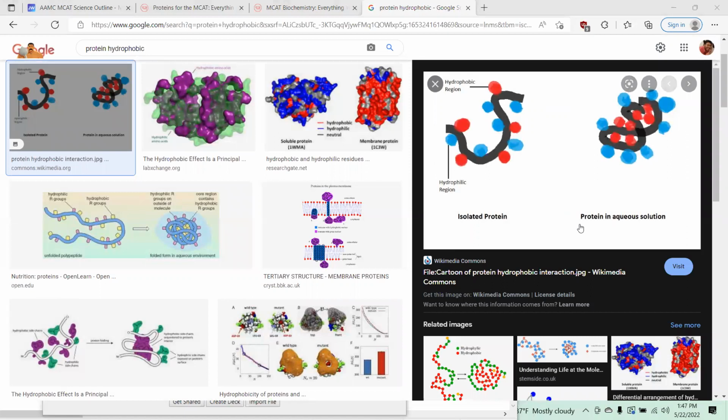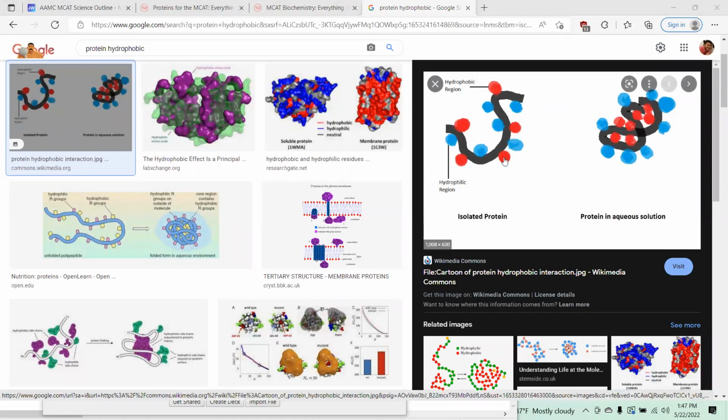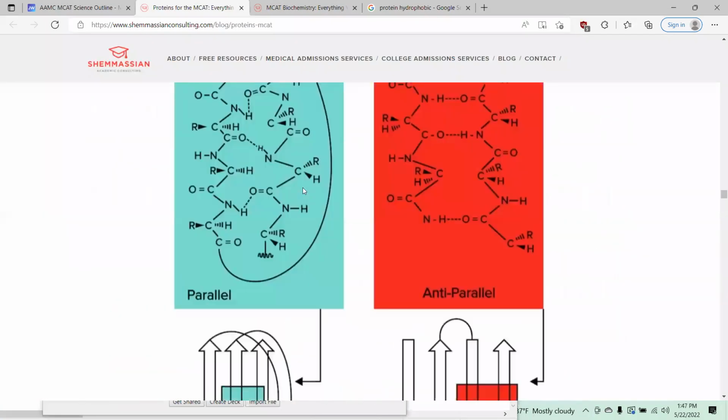So notice here we have on the left an isolated protein. That means that this protein is not in an aqueous environment. It's just chilling by itself and is unfolded. Now, if you put the protein in an aqueous solution, which of the regions, when they say region, they mean like an amino acid, or like a cluster of amino acids. Which of the side chains?